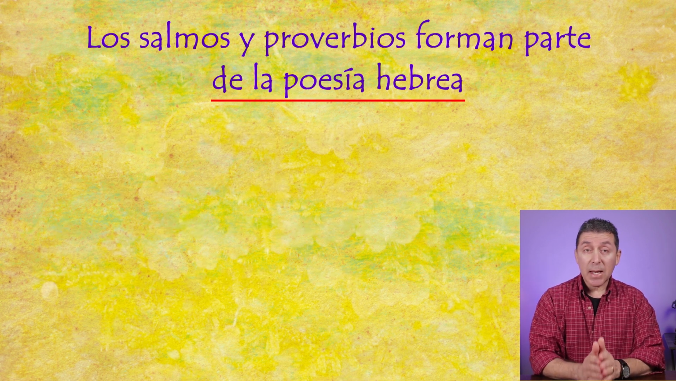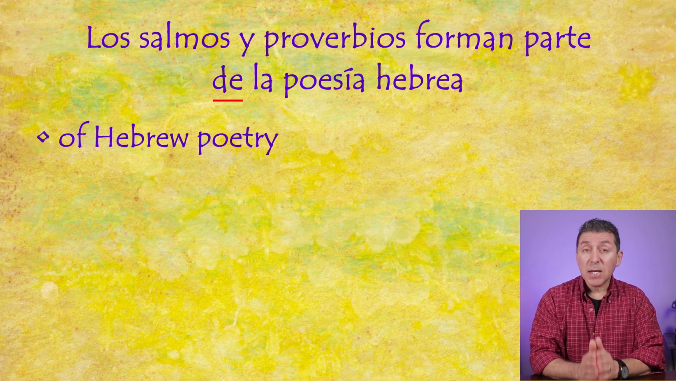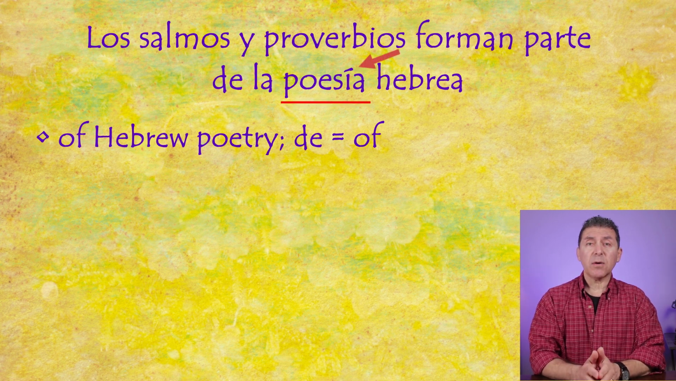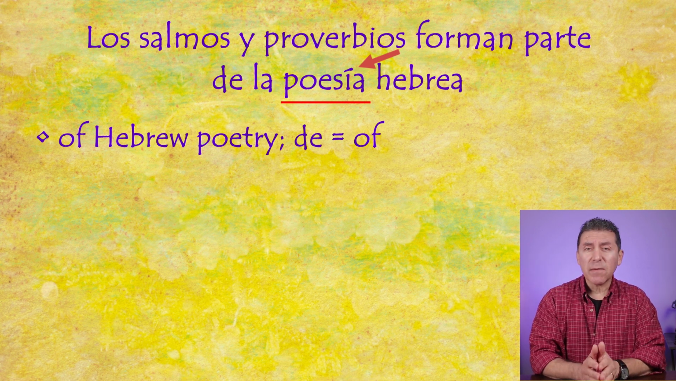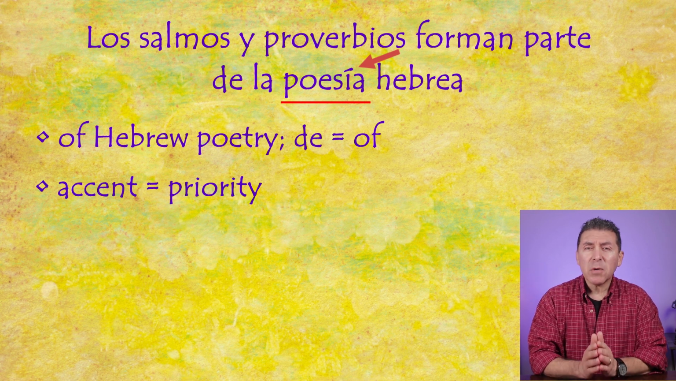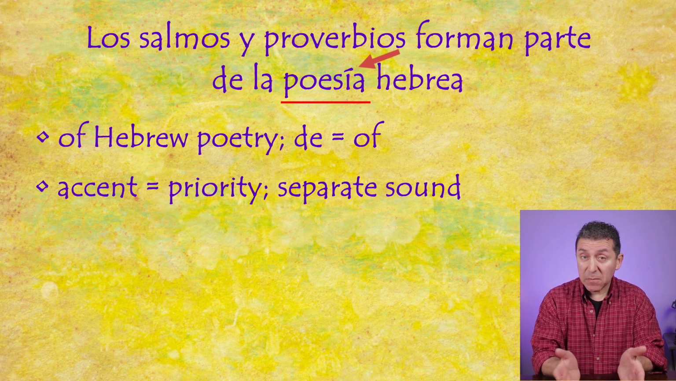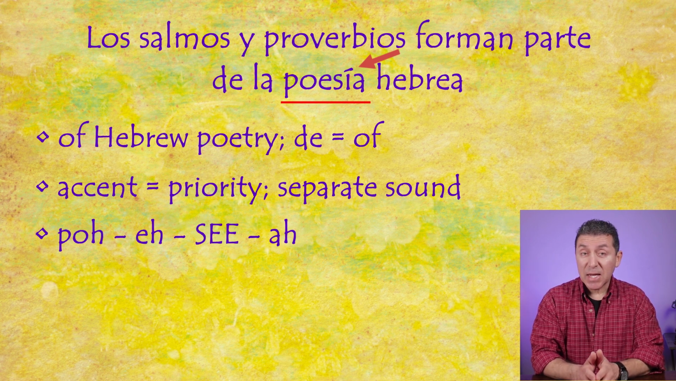De la poesía hebrea means of Hebrew poetry. De, in this context, simply means of. Now, note that poesía has an accent over the letter I. Now, we just learned that A is a strong vowel and that I is a weak vowel. So normally, when they're together, the emphasis is on the strong vowel. Correcto, right? However, when an accent is present, that takes priority, and that is where the pronunciation is stressed, which also creates a separate sound from the strong vowel. So here we have poesía, poesía.